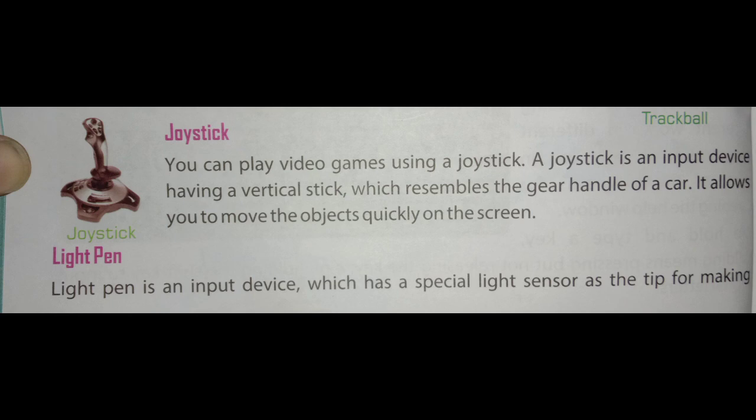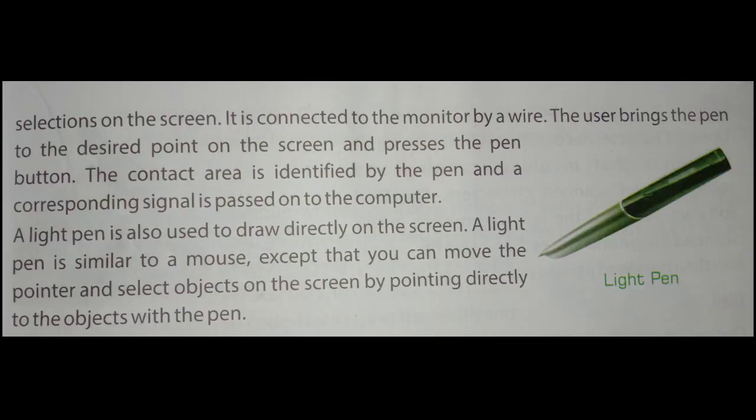Next, light pen. Light pen is an input device which has a special light sensor which is used for marking, selecting, or pointing out things on the screen. It is connected to the monitor by a wire. The user brings the pen to the desired point on the screen and presses the pen button. The contact area is identified by the pen and a corresponding signal is passed on to the computer. Actually, a light pen is similar to a mouse. A light pen is also used to draw directly on the screen.